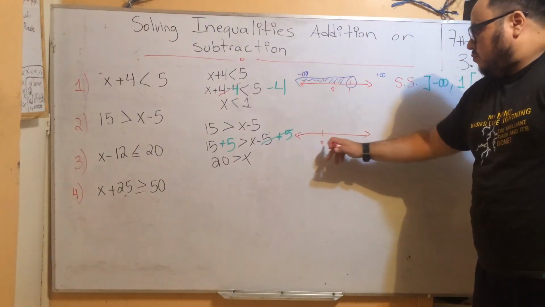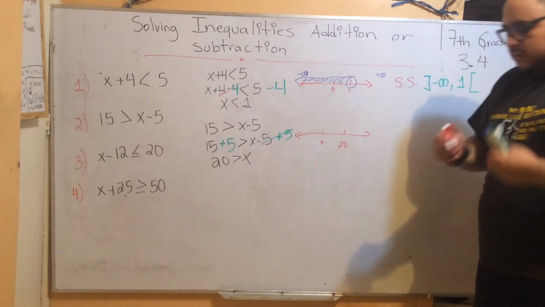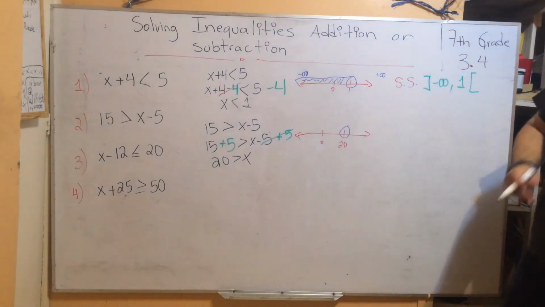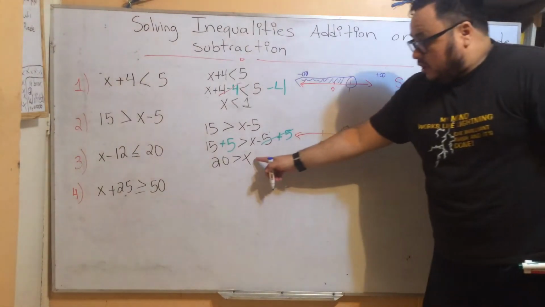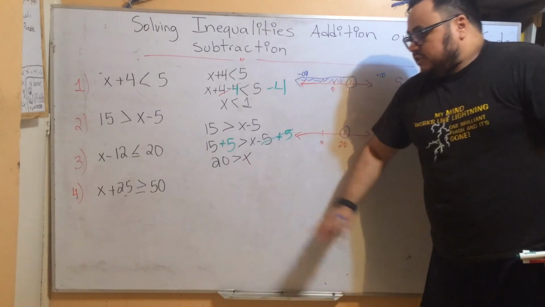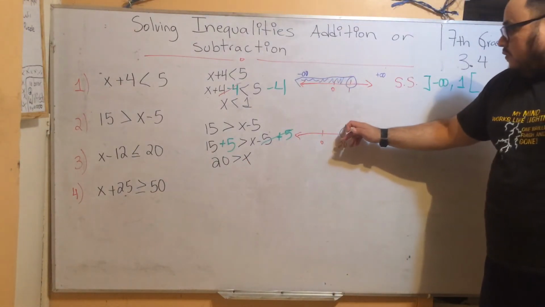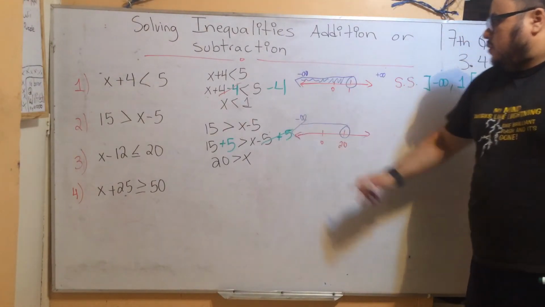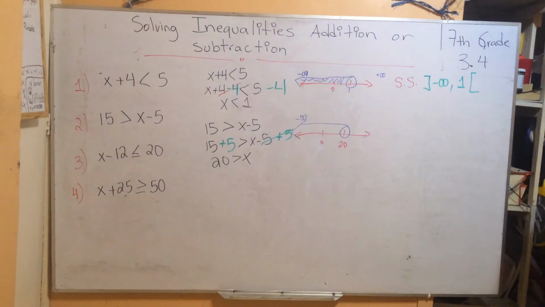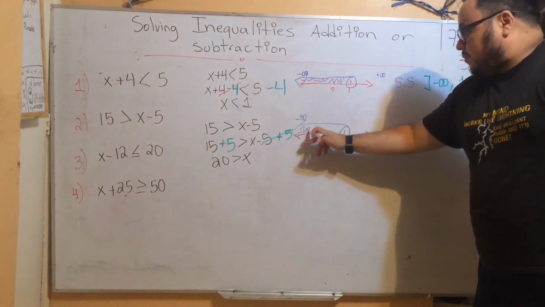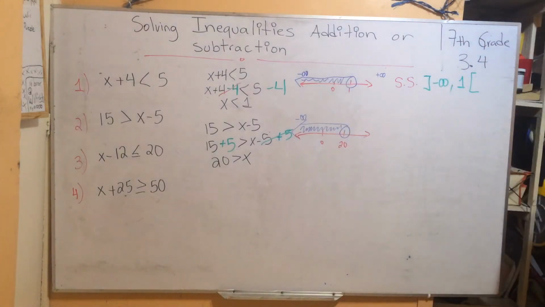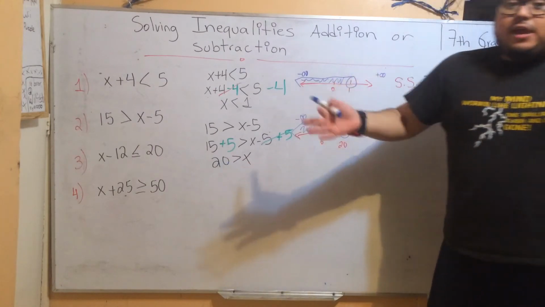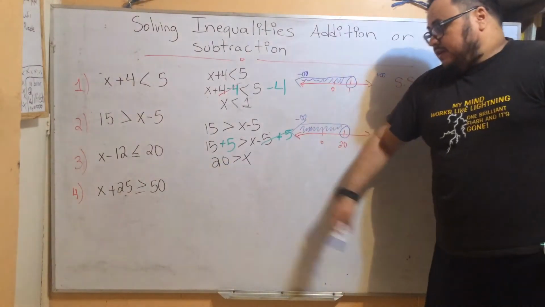Here we have 0, here we have 20. Is 20 included? No, so when we graph the point at 20, it has to be open. And we're looking for the numbers where 20 is greater than x, so that means that we're looking for all of these numbers, that come to negative infinity. All of these numbers are included, because remember, we're looking for x such that 20 is greater than any number that is going to be x.